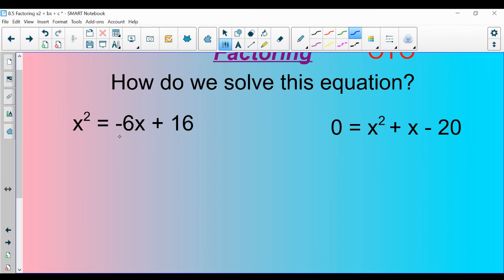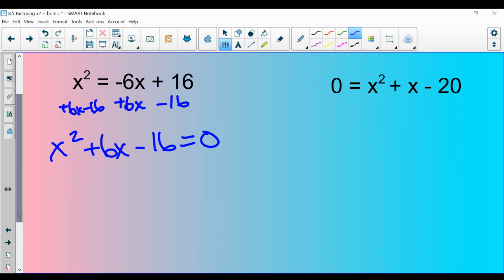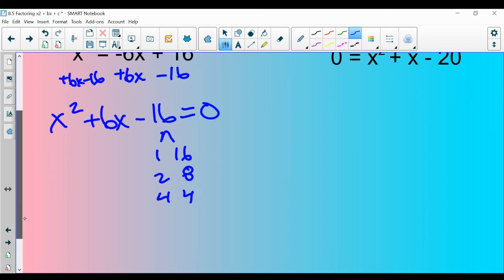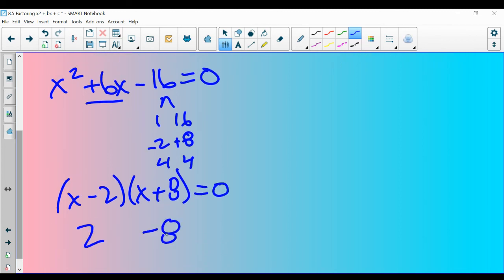So hopefully you got some answers here. This one is not set equal to 0. First, I need to add 6x and subtract 16 on both sides, which would give me x squared plus 6x minus 16 is equal to 0. Now I'm going to factor this. I'm going to look at what multiplies to the last number, looking for a pair of these numbers, 1 and 16, 2 and 8, or 4 and 4, that could add to positive 6. If the 8 was positive and the 2 was negative, it would do that. x minus 2, x plus 8. Answers then would be 2 and negative 8.